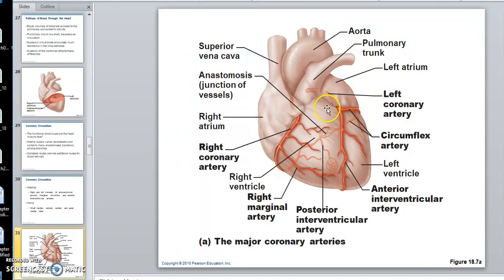Okay? Then this blood vessel here will go and take care of the right side. It has this marginal branch, but this is the right coronary artery. It goes around and also branches down to give you a posterior interventricular artery, and sometimes it may come off the left. Sometimes it may come off of both.